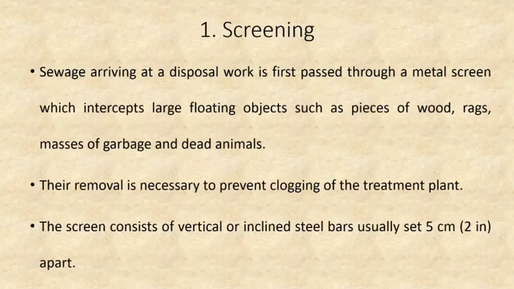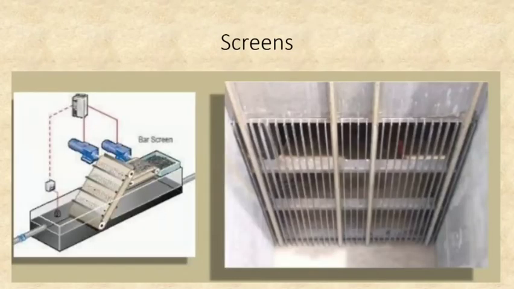Screening: the sewage arriving at a disposal works is first passed through a metal screen, which intercepts large floating objects such as pieces of wood, rags, masses of garbage, and dead animals. So the first stage is screening. These are screens.